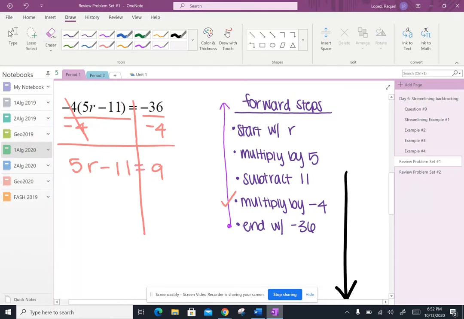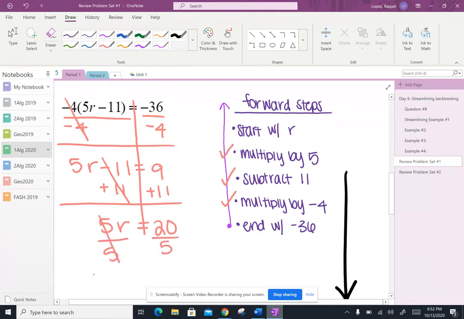Okay, and then the next thing I want to do is take care of the next step right above the multiply by 4. So instead of subtracting 11, I'm going to add 11 on both sides of my equation. That brings me down to 5r equals 20. Then instead of multiplying by 5, we're going to divide both sides by 5 to undo that. I'm left with r equals 4 because 20 divided by 5 is equal to 4. Okay, let's do the next one.